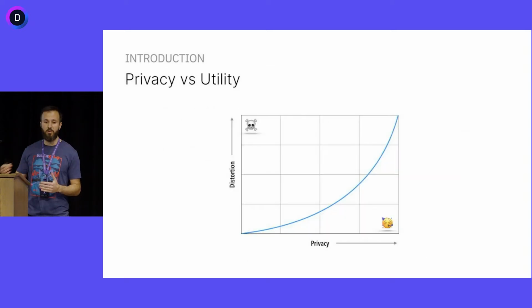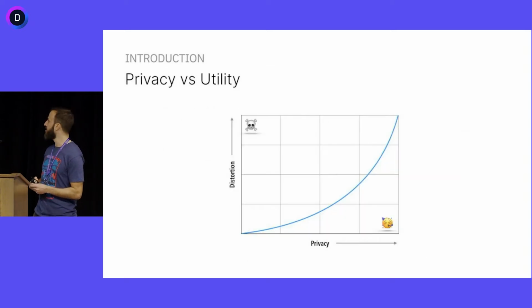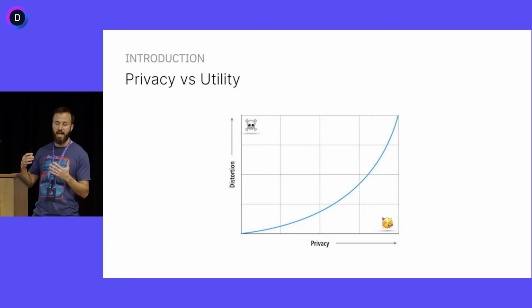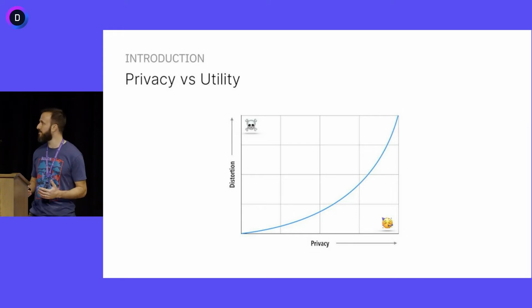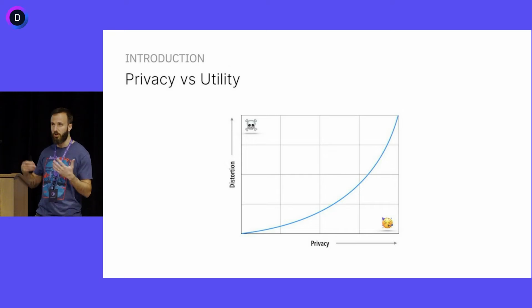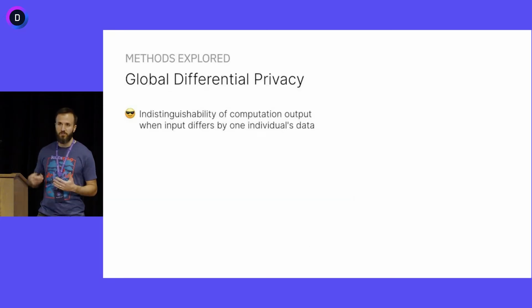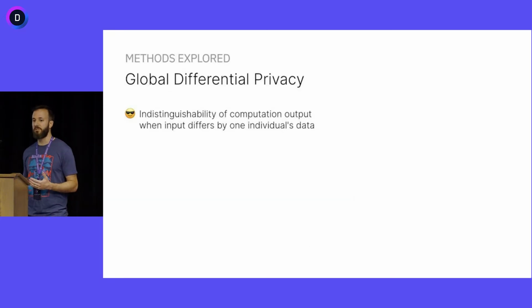And so another important concept is the privacy utility curve. And so what's happening here is we have to change data in order to protect identities. And so every method to protect privacy comes at the expense of some accuracy. And so the goal is to find the most acceptable trade-off for a specific use case. And so the first method we explored is global differential privacy.